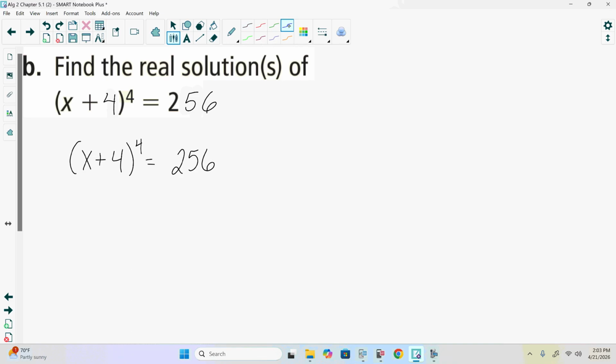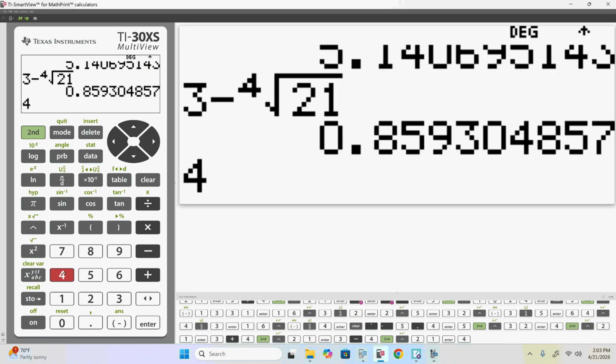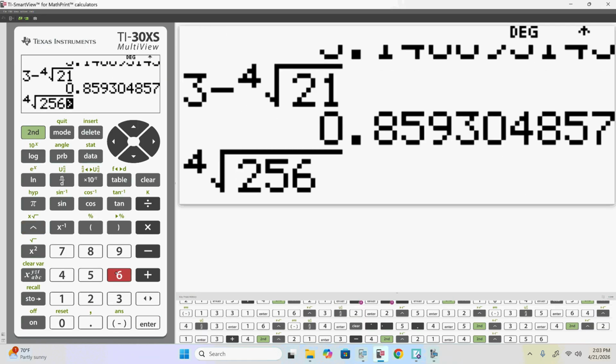Now, our term to a power is already by itself, yes? So that means we can go on and take the nth root of both sides. And in our case, it would be the 4th root. Those two would cancel, telling us that x plus 4 is equal to whatever the 4th root of 256 is. And the 4th root of 256 is 4.